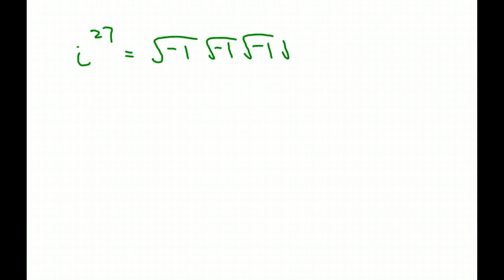Let's say that I want to know what i to the 27th power is. Oh my gosh, I hate you. You're sick. Find it yourself. So the square root of -1 times the square root of -1, how many times? 27. Okay, that'd be a real pain in the neck, right?